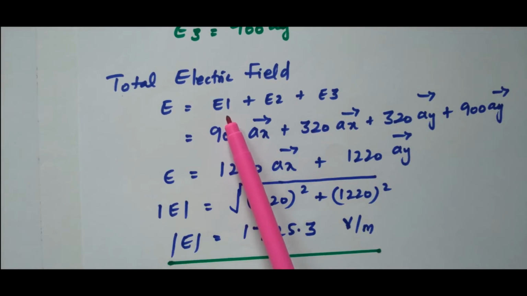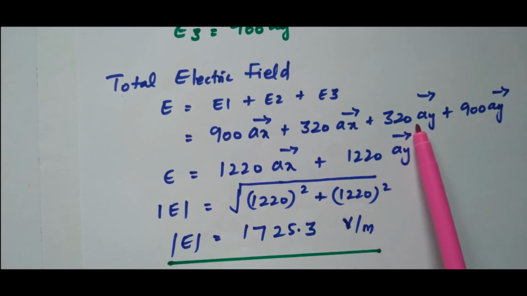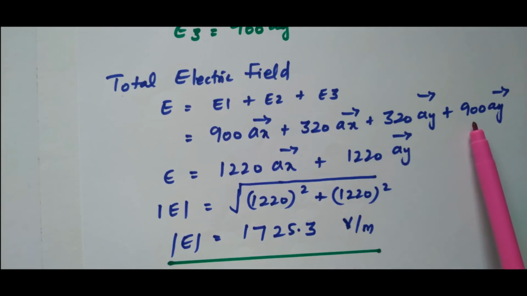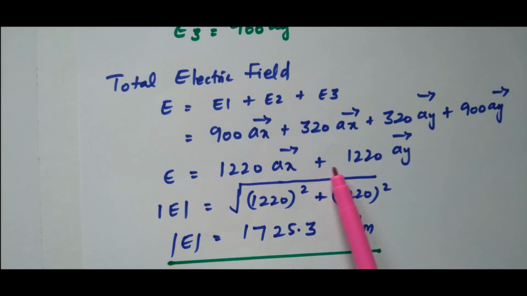So E equal to E1 plus E2 plus E3. So the E1 equal to 900 into AX, horizontal. E2 has two values, horizontal component and vertical component, which we just calculated. And E3 is 900 AY. These two are equal. This is horizontal, this is vertical. Now we can add all, so that 1220 AX plus 1220 AY, right? So by taking the modulus, what we got? 1725.3 volts per meter. So the electric field intensity at the fourth corner, due to the remaining three corners Q1, Q2, Q3, will be this value, 1725.3 volts per meter.